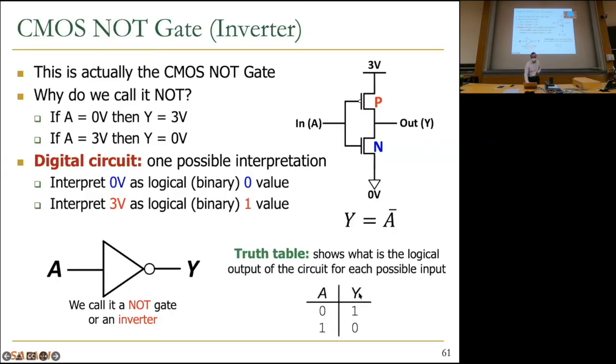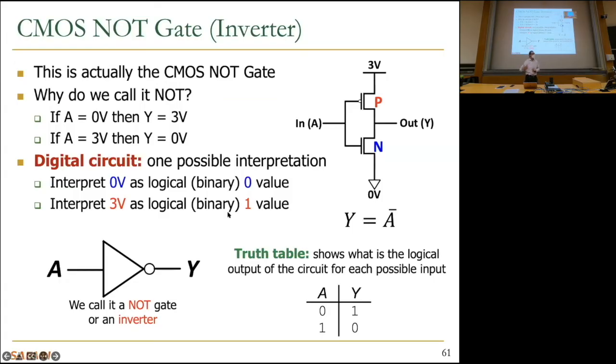This is the output Y, and if A is 0, you get 1 in the output. If A is 1, you get 0 in the output. And the truth table size definitely depends on how many inputs you have, right? You have one input here. Because we use binary logic, you have 2 to the 1 lines. If you have n inputs, you'll have 2 to the n lines in the truth table. So if you have a 1,000 input circuit, this truth table becomes 2 to the 1,000, which is huge.